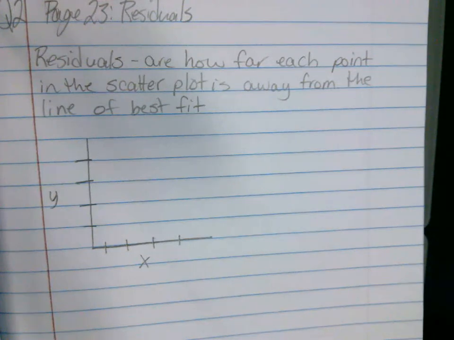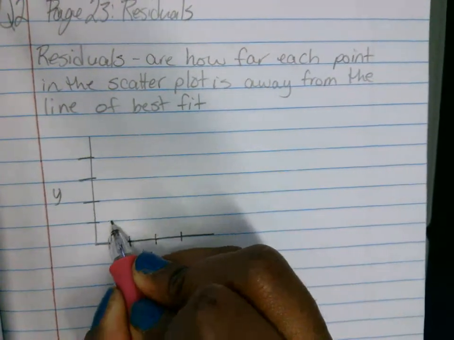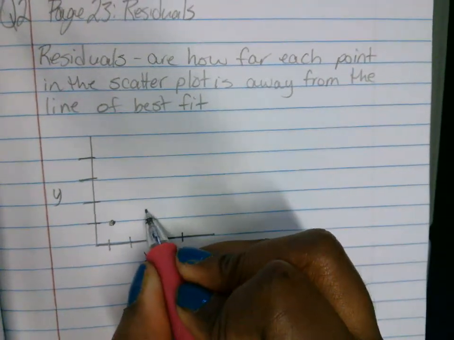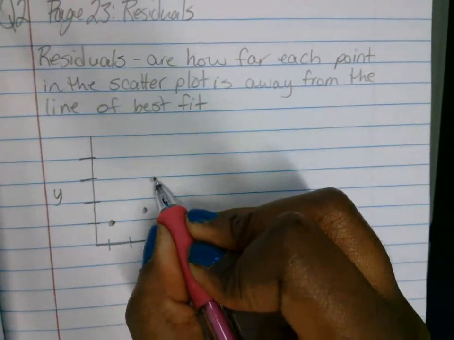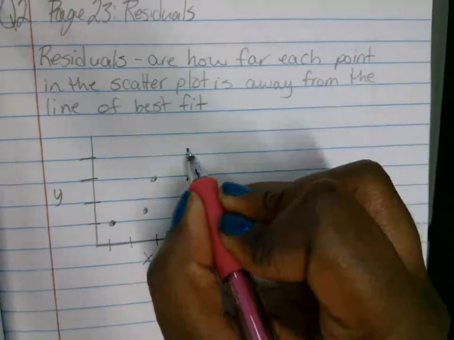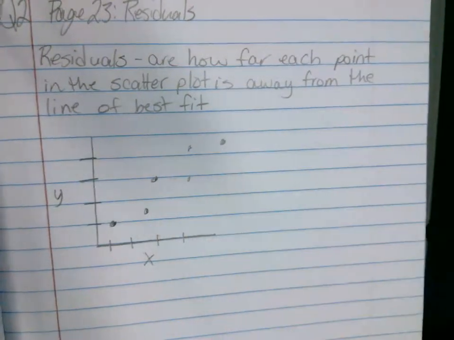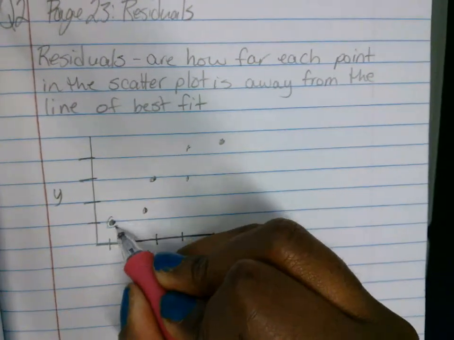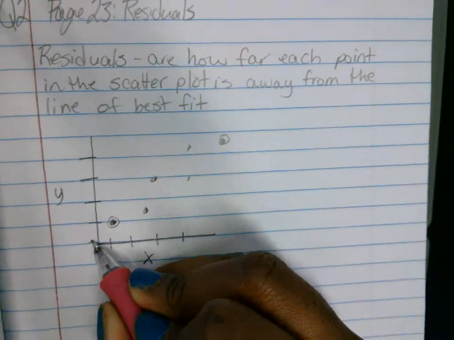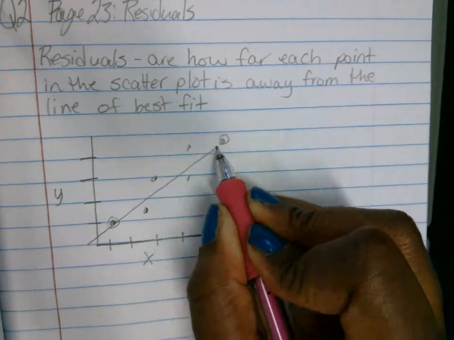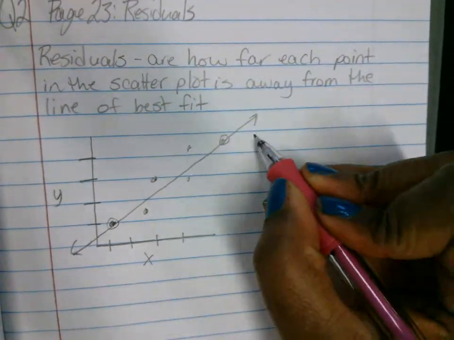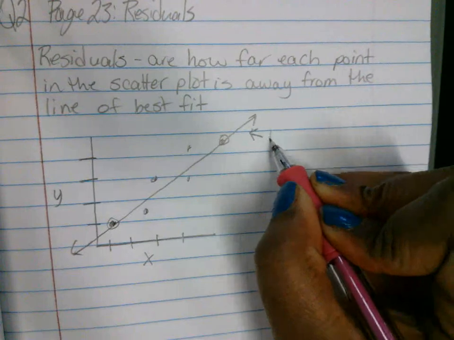All right, so we're going to graph a couple points, okay? I'm going to graph a point about here. I'm going to graph another point maybe around here. I'm going to make it kind of scatterish, okay? I'm going to draw a line of best fit between these 2 points. This line right here is called my line of best fit.